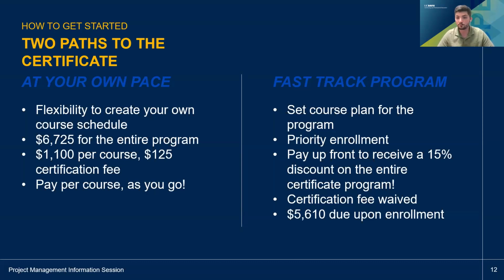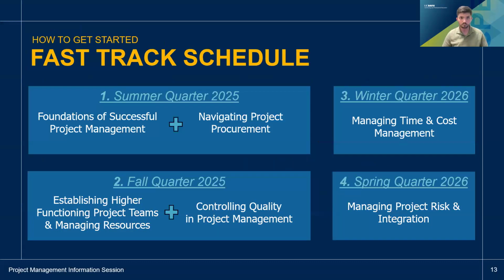For more clarity, I'll go over the Fast Track schedule starting this cohort, summer 2025, and then we'll go over an example of an At Your Own Pace schedule so you can see what that looks like. So this is the predetermined accelerated schedule for the Fast Track course starting in summer of 2025. In summer quarter of 2025, you'll take Foundations of Successful Project Management and Navigating Project Procurement, followed by fall quarter of 2025, where you'll take Establishing Higher Functioning Project Teams and Managing Resources and Controlling Quality in Project Management.